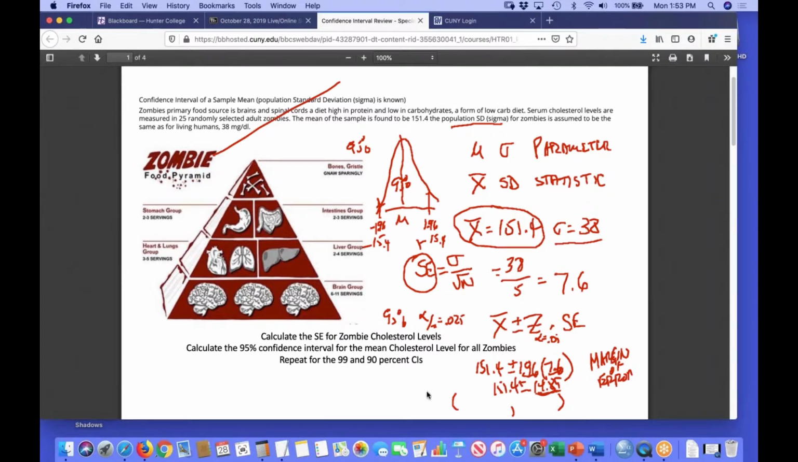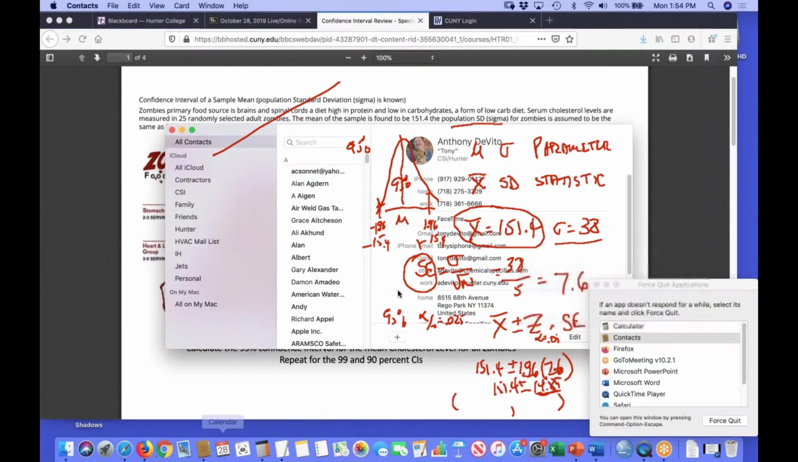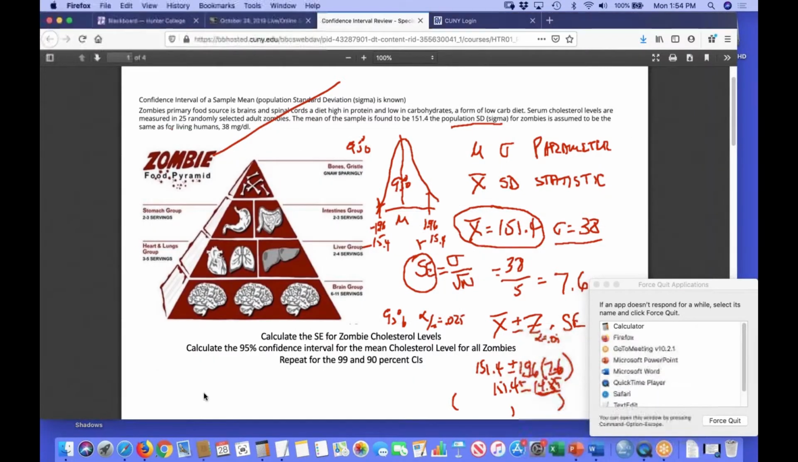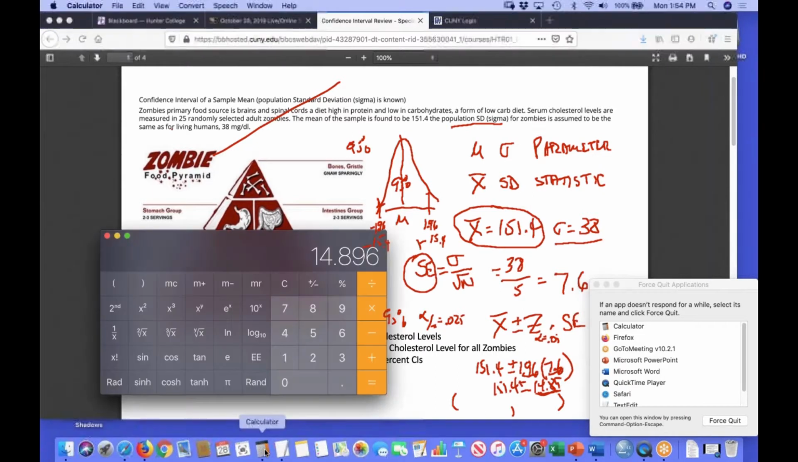Okay, and let me get my calculator back. Oops, that's not what I wanted. And now I've got to go back to my pointer. There we are. Here we go.